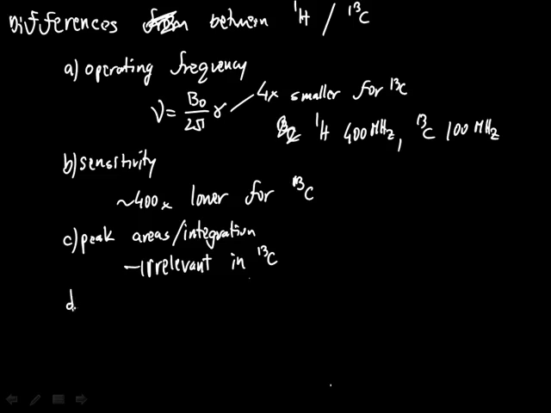So if you see a carbon-13 spectrum, you will see oftentimes different peak heights. They really don't mean anything. So don't overinterpret them, because you might get into trouble.